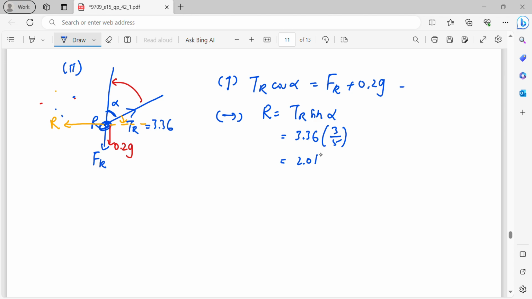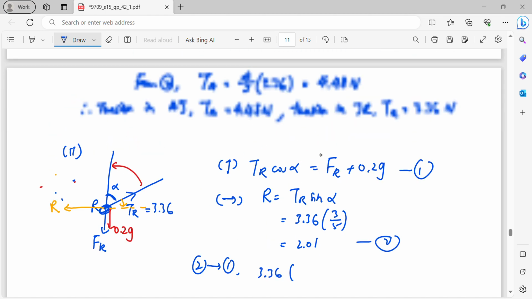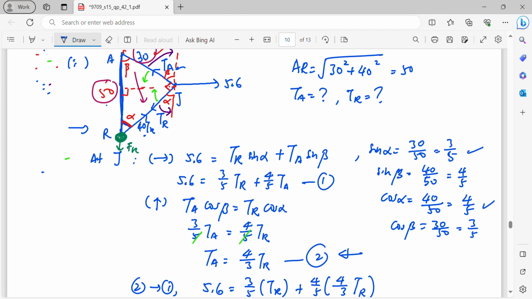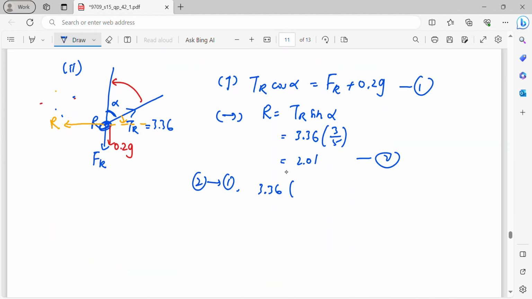Okay, and now let's say this is the first equation, this is the second equation. Now I substitute the second into the first equation. So now my TR is 3.36, and then the cos alpha from the previous part, 4/5. So here is going to be 4/5. That equals FR, we do not know, but that is mu R. So FR is mu R, so mu R plus 0.2 g, where g is 10. So now the R I have to replace by 2.01.